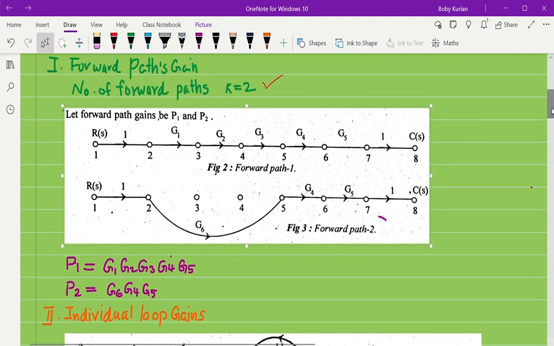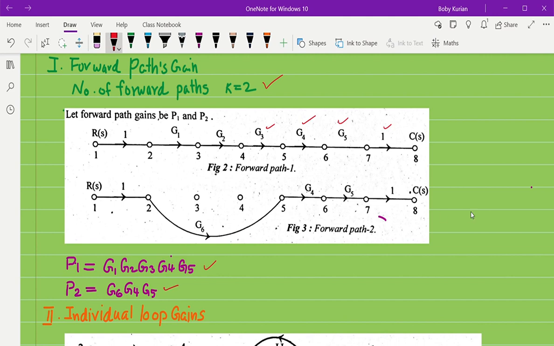Now we have to find the overall gain of each forward path. In the case of the first forward path, the total gain is given by 1 into G1 into G2 into G3 into G4 into G5 into 1. So G1, G2, G3, G4, G5, that is the gain of the first forward path. The gain of the second forward path is given by 1 into G6, G4, G5. That is the gain of the second forward path.